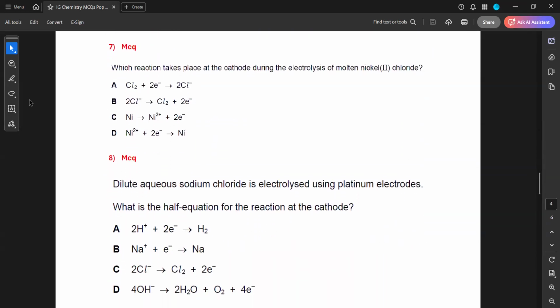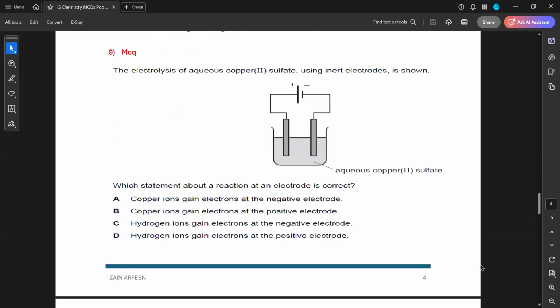Question 7, any doubt? Question 7. The correct answer for this one is D. Question 8, any doubt? Question 8. The correct answer for this one is A. Question 9, any doubt? No doubt. The correct answer for this one is also A.